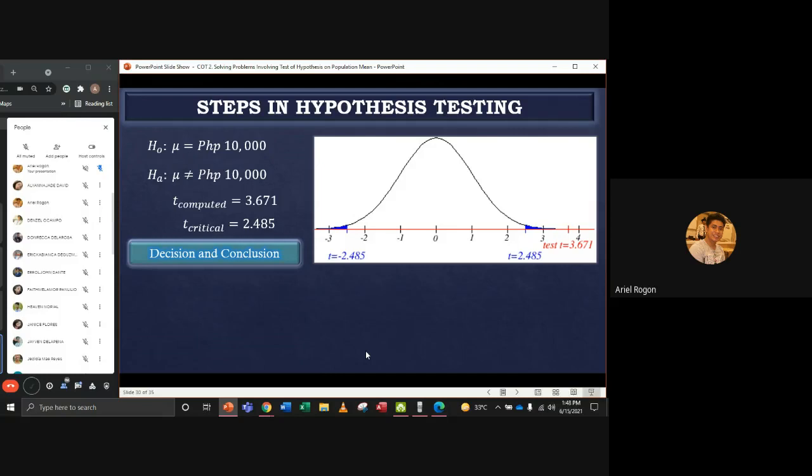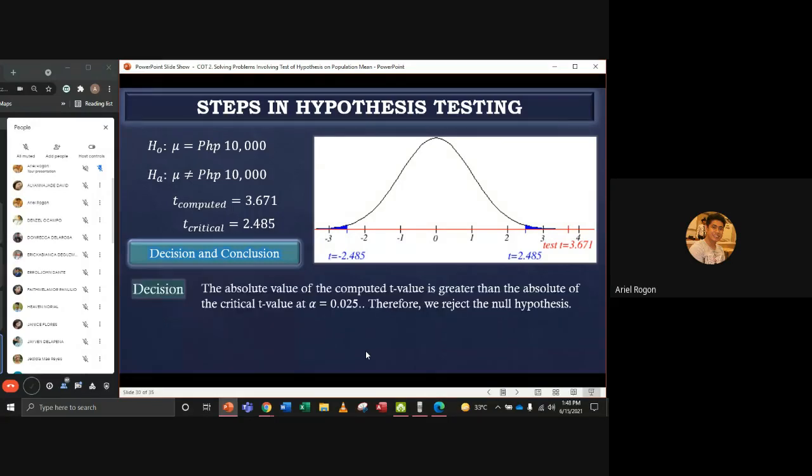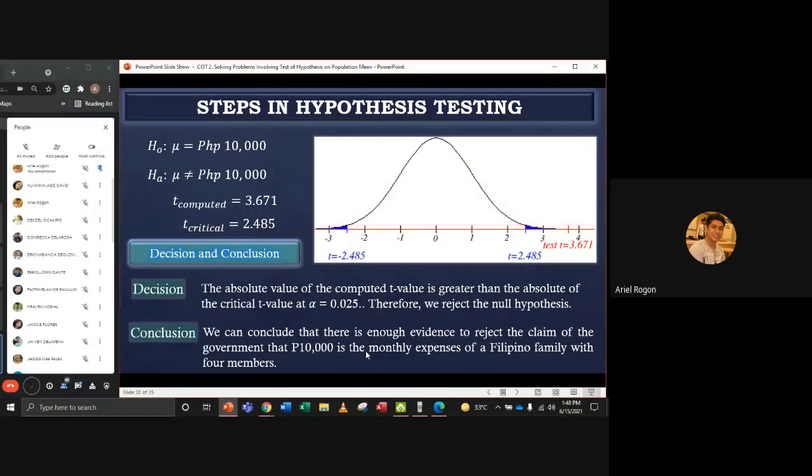De Los Reyes. Since the computed value is greater than the critical value, we will reject the null hypothesis. Okay, we will reject the null hypothesis. Therefore, we can conclude that there is enough evidence to reject the claim of the government that 10,000 is the monthly expenses of a Filipino family with 4 members. Ni-reject natin ang claim ng government kasi sinasabi ng government na 10,000 ang monthly expenses ng Filipino family with 4 members. Can you give me the possible reason based on your family needs?